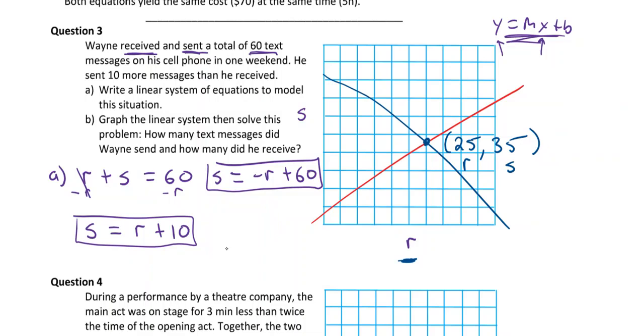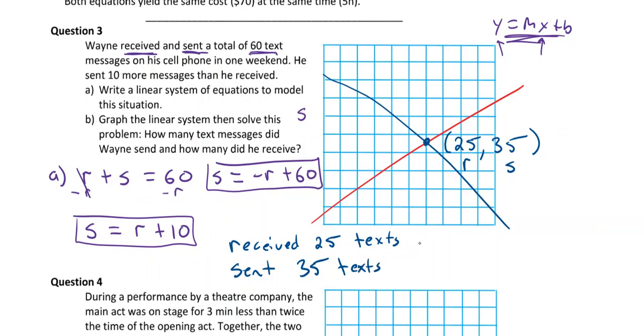So received. How many text messages do we send and receive? So he received 25 texts, and he sent 35 texts. Okay, and that's our answer.